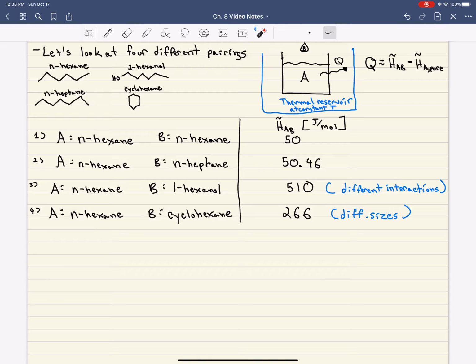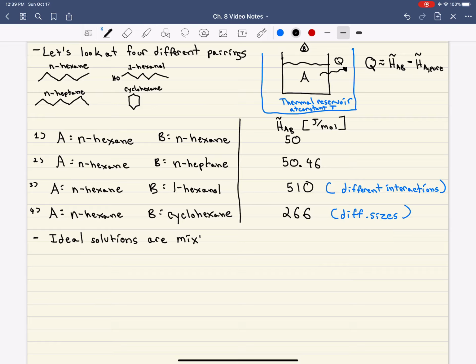All right, and so these are the observations that you would see when you mix these different chemicals together. In the first case, and even in the N-heptane case, we see that when you mix them together, basically the final molar enthalpy of the system is about the same. And so when we have mixture pairings like that, what we would say is we have an ideal solution.